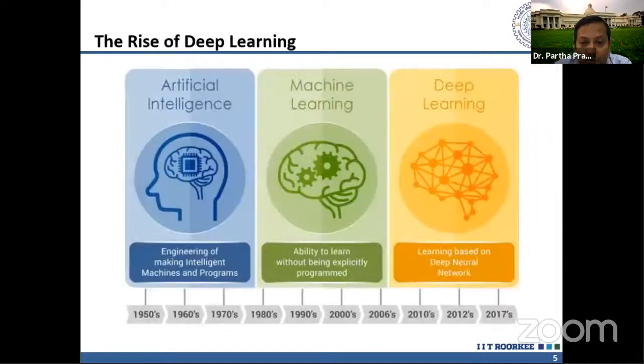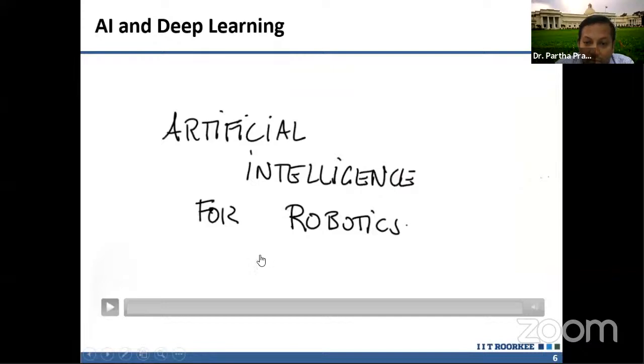So in short, whatever we have discussed: AI started in the 1950s, and then in the 1980s you have machine learning, because of the backpropagation algorithm. And then from 2010 onwards, you have deep learning. So that's the rise of deep learning at present. I will show you some of the applications.